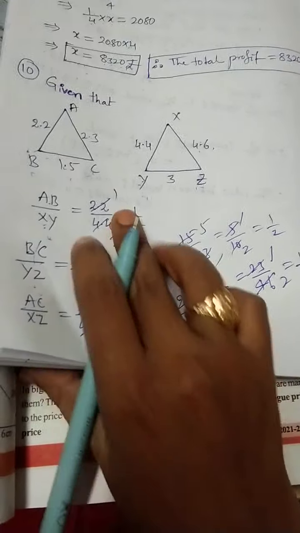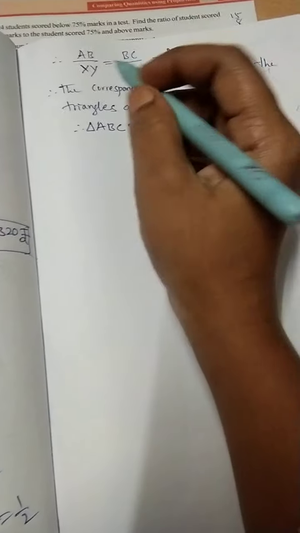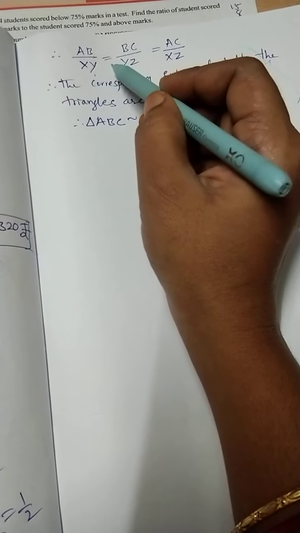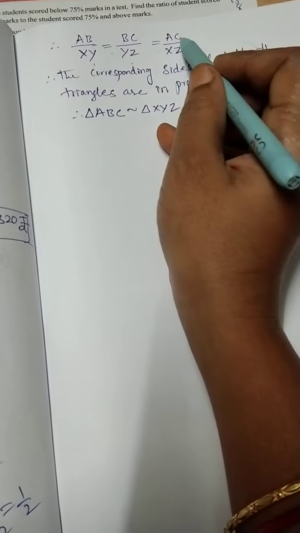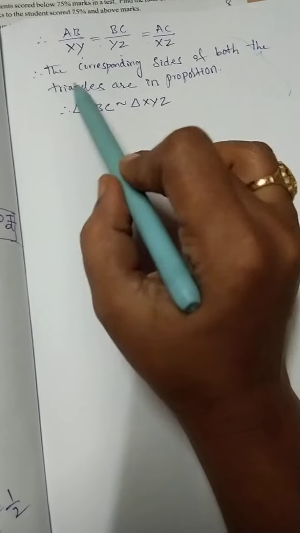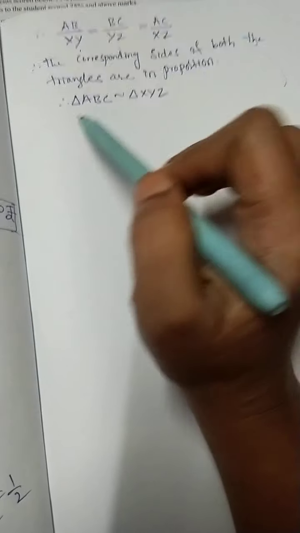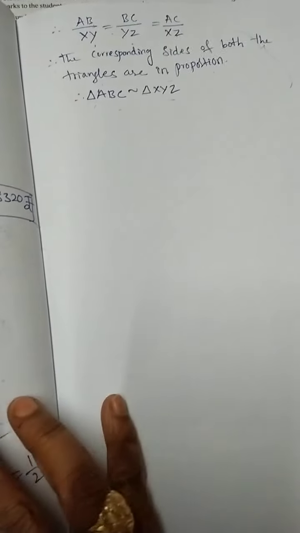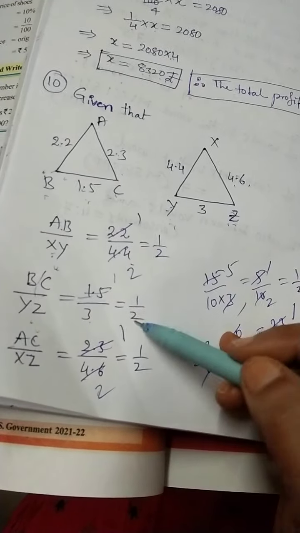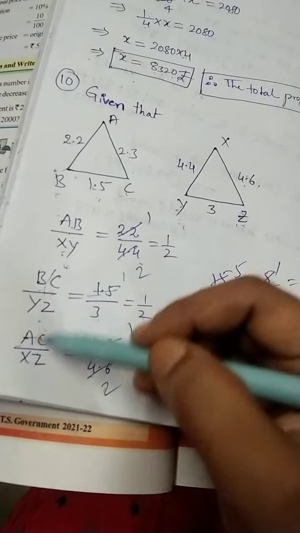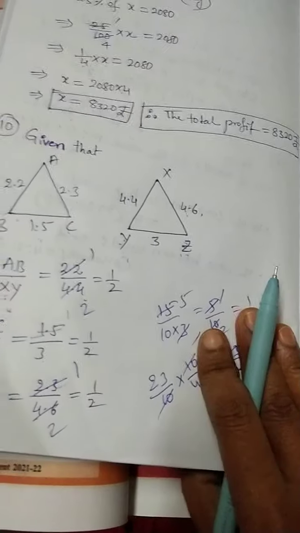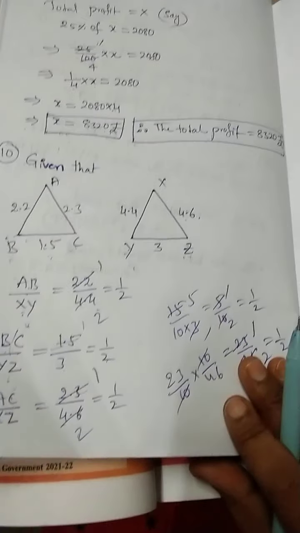All are the same. Now we can say that AB by XY is equal to BC by YZ, which is equal to AC by XZ. The corresponding sides of both triangles are in proportion. Therefore, we can write that these two are similar triangles. Why? Because all these values are equal, so we equate all the corresponding sides' ratios. I hope you understood.